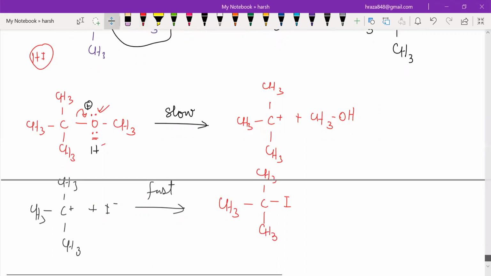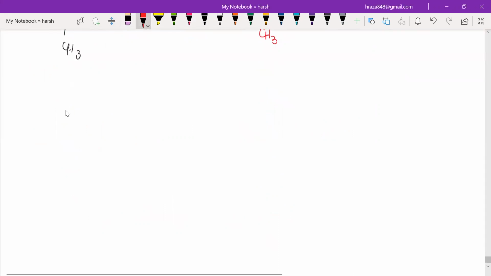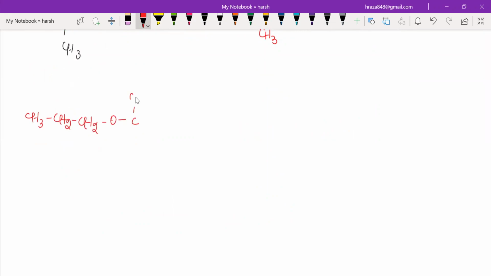Now I'm going to give you a question on this. The question is basically CH3, CH2, CH2, and then O, and then CH3, CH3, CH2, CH3, reacting with hydrogen iodide.